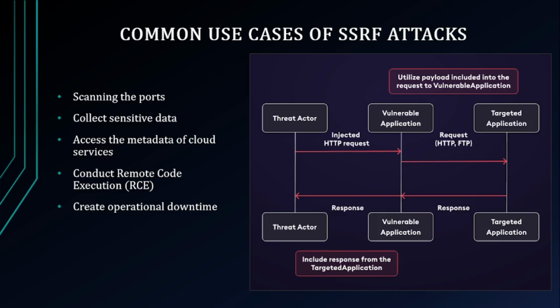Common use cases of SSRF attacks: scanning the ports of internal servers within the network to map internal networks, collecting sensitive data by accessing a local file such as /etc/shadow or /etc/passwd, accessing the metadata of cloud services that is stored within the network, conducting remote code execution to compromise servers on the local network, and creating operational downtime by launching denial of service attacks.